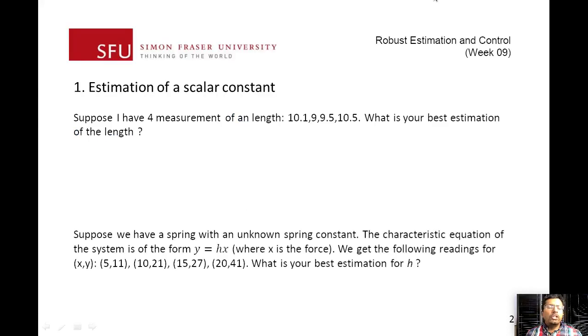All right. So to estimate the scalar, let's assume I have 4 different measurements of the length, namely 10.1, 9, 9.5, and 10.5. Essentially, you can either think about having 4 different people make the same measurement, or you pick 4 consecutive measurements. It doesn't really matter. The length itself doesn't change within the time. So that's the assumption that we make.